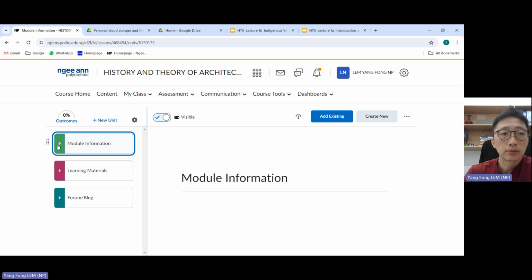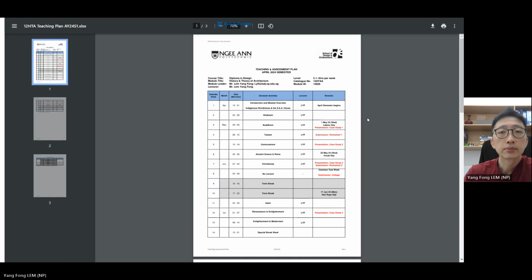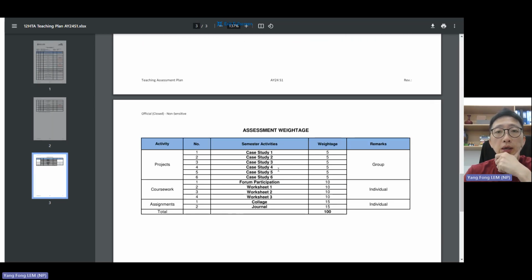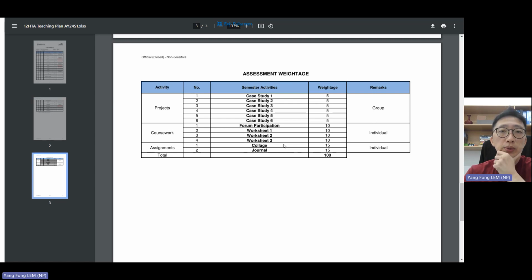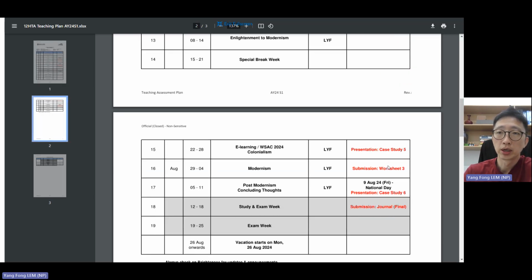Okay, then let's go back to the teaching plan. Then there will be 3 worksheets. The worksheets are also distributed throughout the semester. Worksheet 1 and worksheet 2 will be in the first part of the semester before your term break. And after you come back from the term break, in the middle, you will submit worksheet 3, which has something to do with modernism and colonialism from the perspective of Singapore.